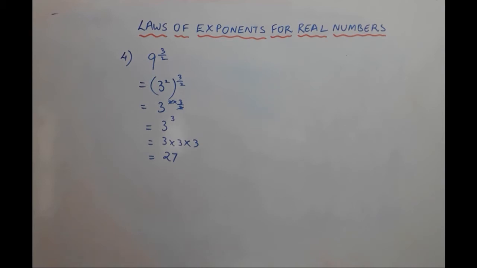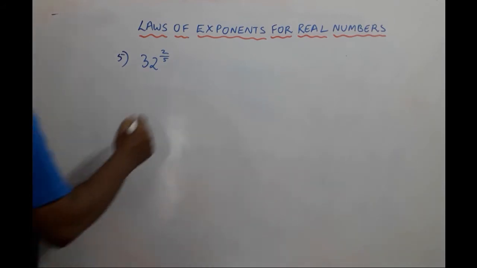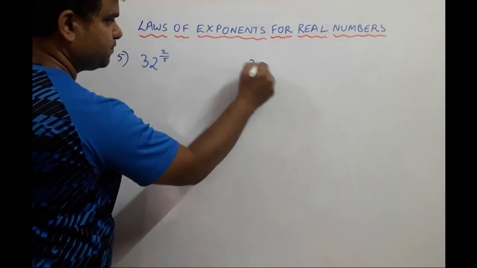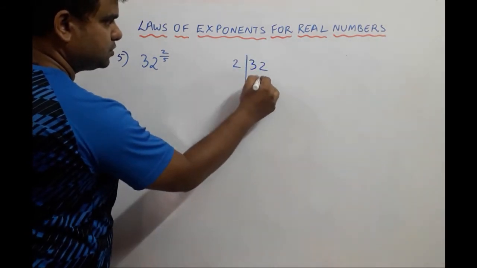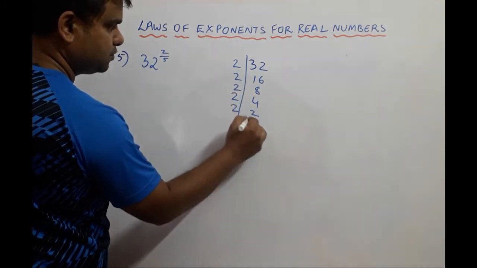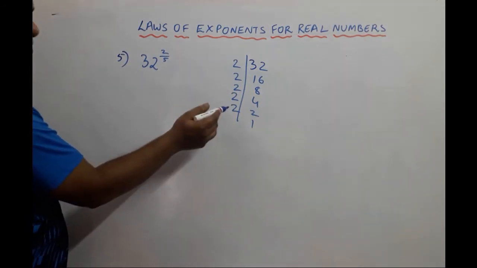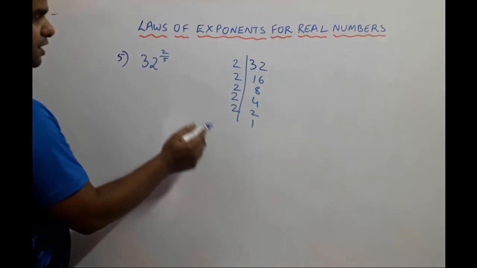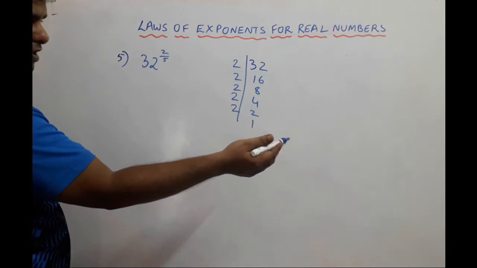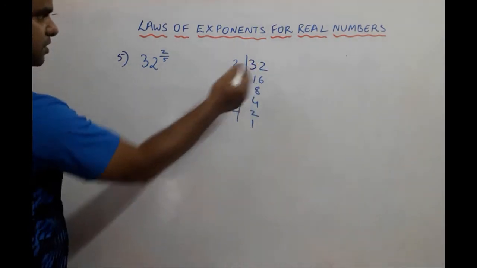Let's solve another one. Our next problem is 32 raised to 2 upon 5. So let's find out the factors of 32. 2 into 16, 2 eights are 16, 2 fours are 8, 2 twos are 4, 2 ones are 2. So once again I took prime numbers. Always take prime numbers for factorization. Which are the prime numbers? 2, 3, 5, 7, 11 and 13 and so forth, to factorize the number that is given to you.